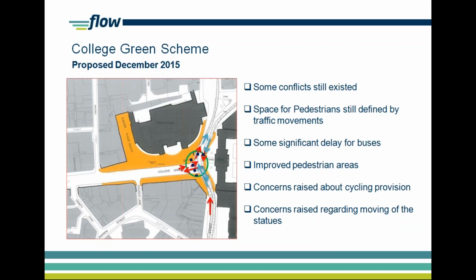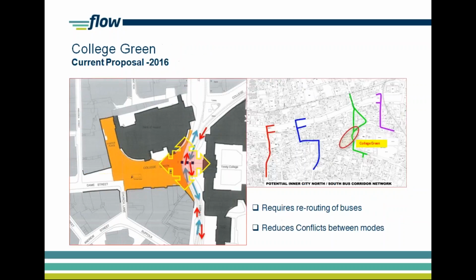So with these problems, we then reviewed the proposal again, and we came up with this proposal, which is the current proposal. This proposal will require rerouting of buses along the 4 routes that are highlighted there. It will significantly result in reduced conflicts between the various modes.